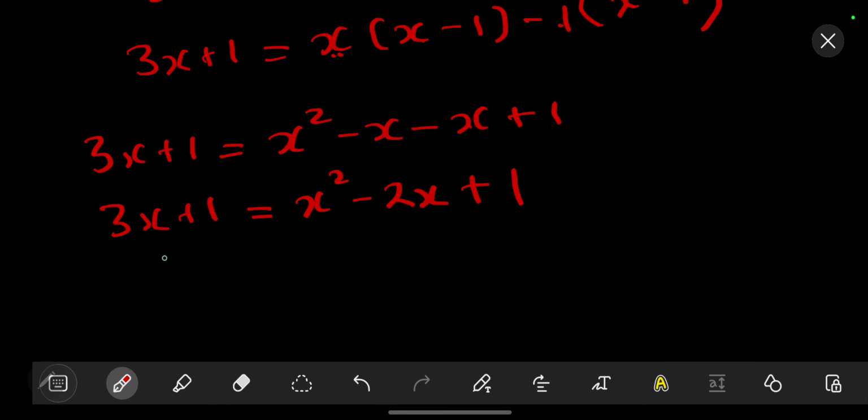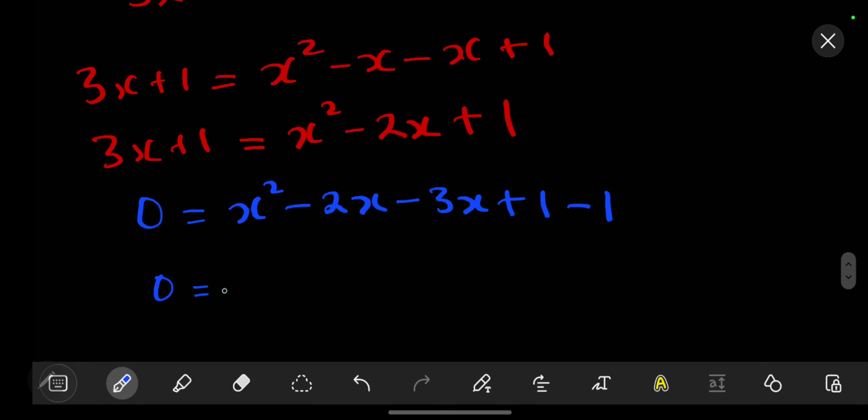Therefore, what we are going to get is, let's take everything this side. So we are going to get 0. This side should be equal to x squared, then we have minus 2x. Then this one goes this side, we have minus 3x. So it has gone that side. We have plus 1, which is this one. Then this one minus 1.